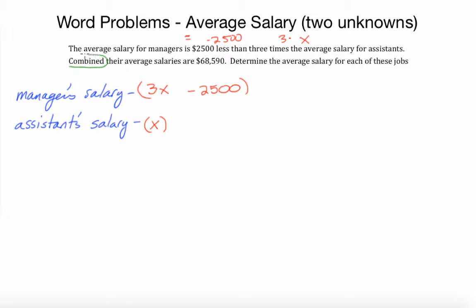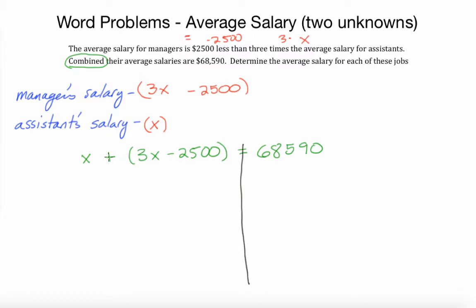Combined, their average salaries are $68,590. Combined means I'm adding them, I'm taking them and putting them together. So I've got this equation right here. X, the assistant's salary, combined with plus 3x minus 2,500, that represents the manager's salary, is equal to $68,590. There is my equation that I can solve. So let's go ahead and do this. Let's work it out.